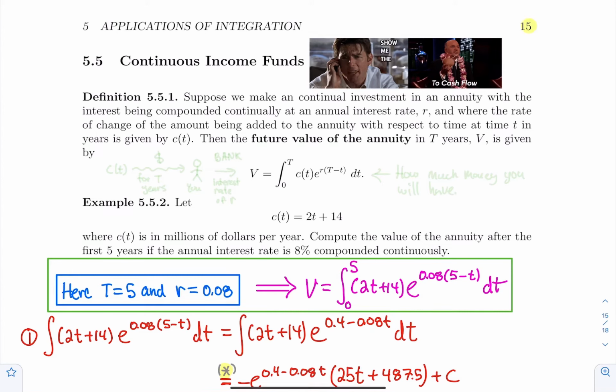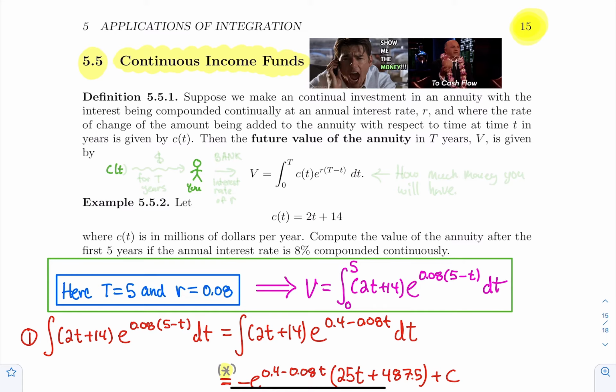Hello everyone. In this section, I will show you how to use definite integrals and also improper integrals of type 1 to deal with questions involving a flow of money or continuous income funds. In the first definition, the situation is the following. So suppose this little stick person is you.